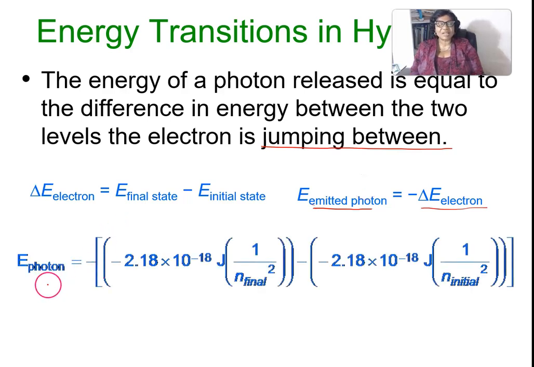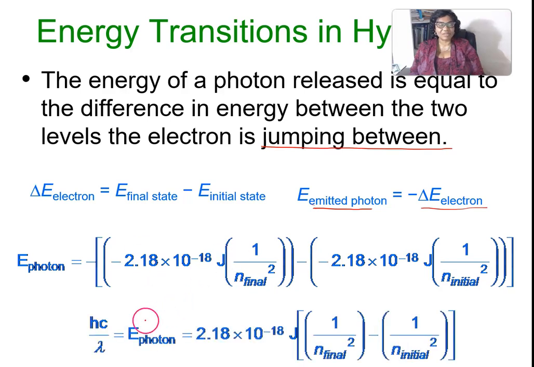And we can calculate it like this. This is the E photon. This is n final, the final energy level, minus n initial. This is a constant. So when you do this equation, you get the E photon. And from the E photon, you can find the wavelength of the energy. This is our equation.